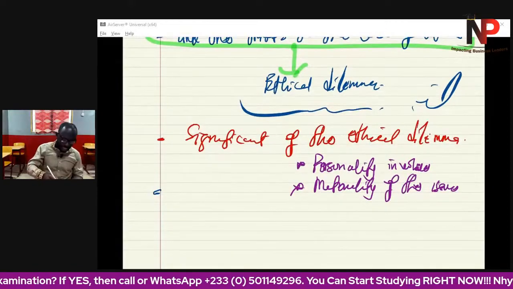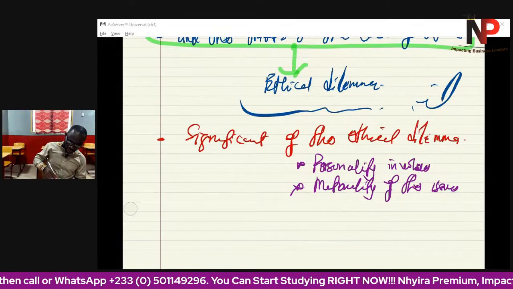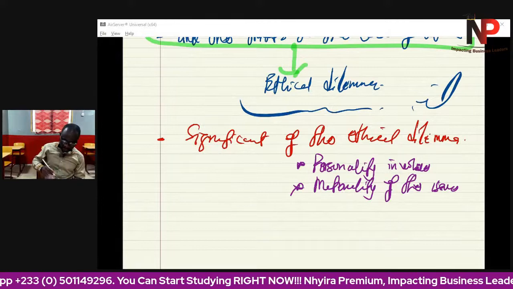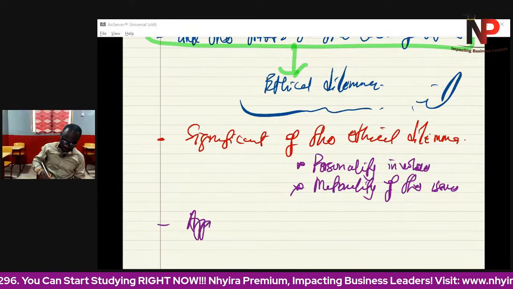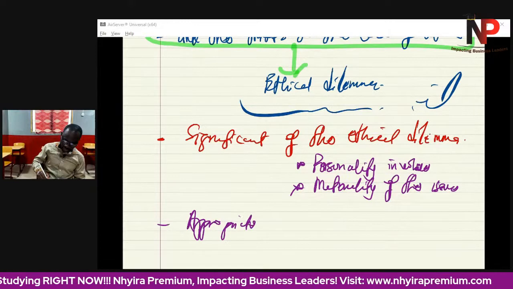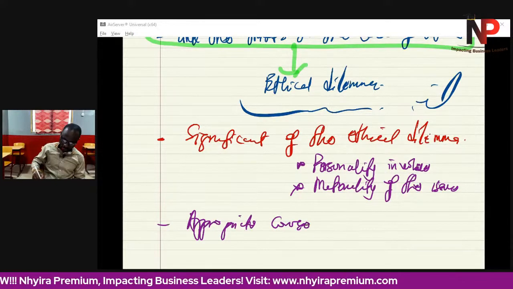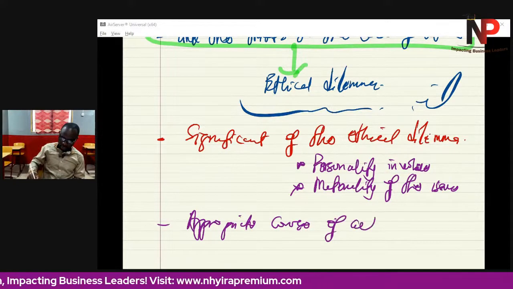Then it brings me to the next one that has to do with the appropriate course of action that must be taken generally. The appropriate course of action.